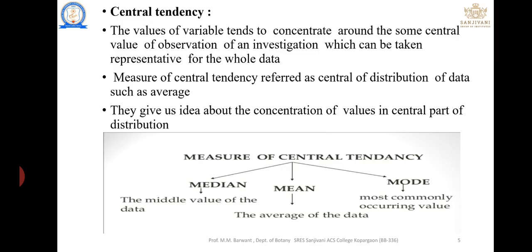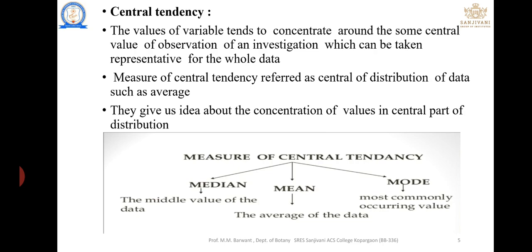Next, first we have to see what is central tendency. The values of a variable tend to concentrate around some central value of an observation of an investigation, which can be taken as a representative for the whole data. The measure of central tendency refers to the central distribution of data, such as an average. They give an idea about the concentration of values in the central part of a distribution. There are three important measures of central tendency: mean, mode, and median.